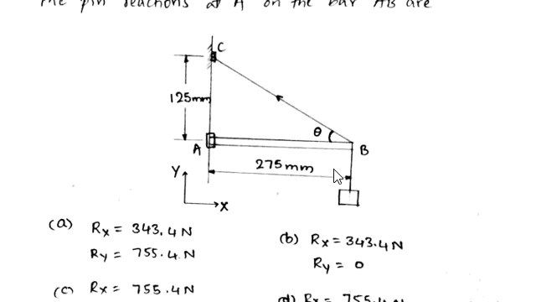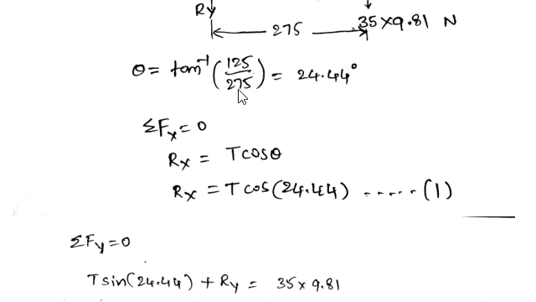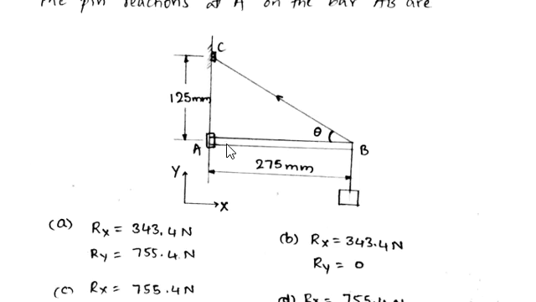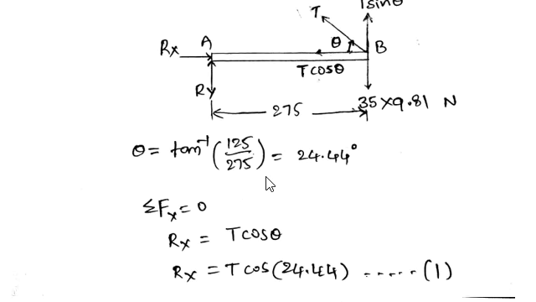And if you see, ABC is a triangle. So from that, if you write tan theta, opposite by adjacent, I'm sorry, this is adjacent. So theta will be tan inverse of this 125 by 275. If you simplify that, we are getting theta as 24.44. You'll get some more digits, but we are taking only 2 decimal digits.